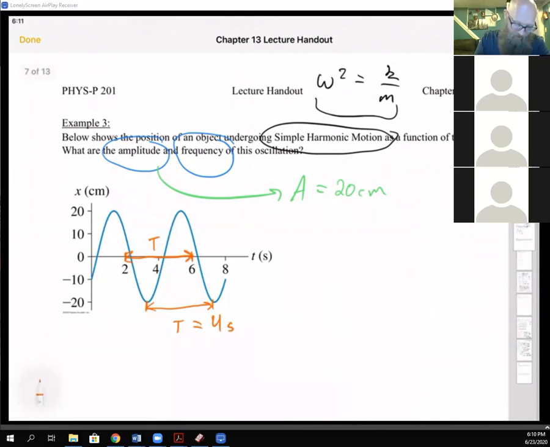Okay, so my period is 4 seconds. What does that mean my frequency is? Well, frequency is 1 over period. So that's 1 over 4 seconds, or 0.25. That doesn't look like a 2.